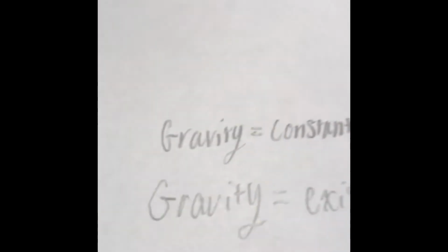Now I get that some people may still be confused, and they're even questioning my logic, like, where's the math? For that, I've written the math. The first thing we need to understand is that number 1, gravity exists. Number 2, gravity is constant.